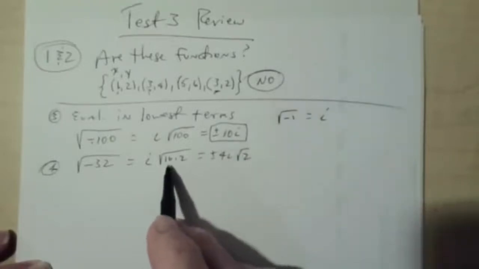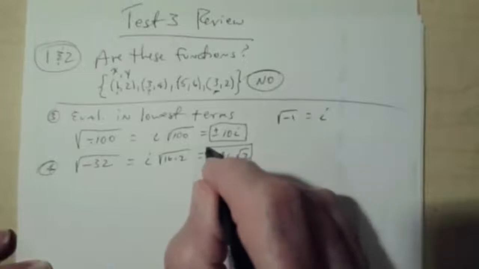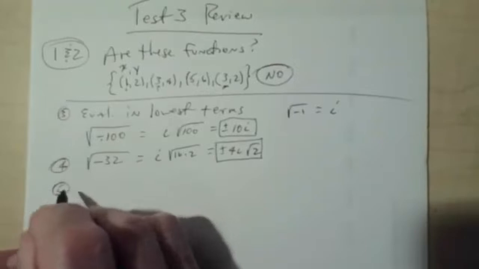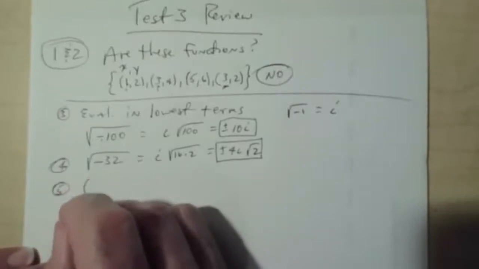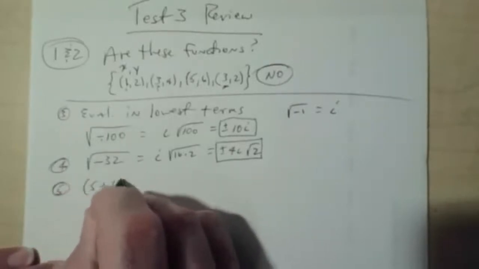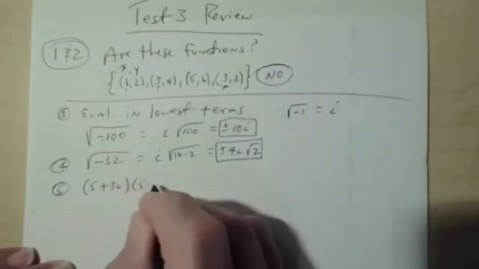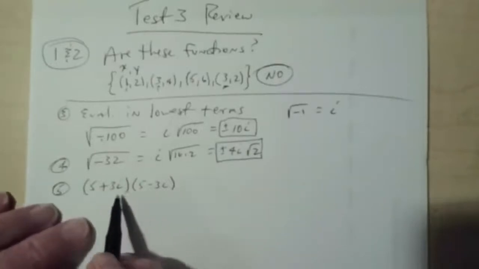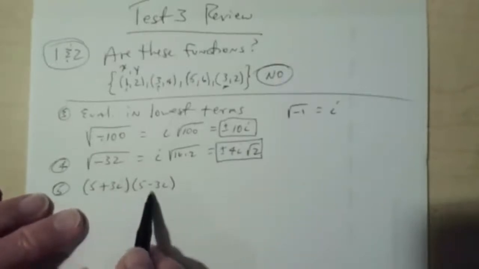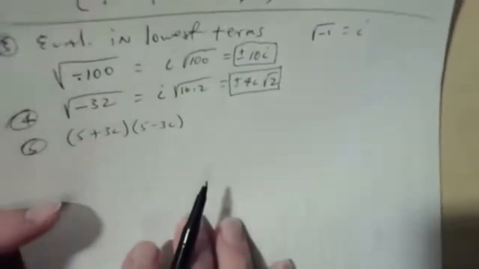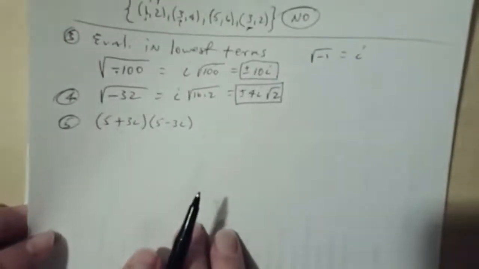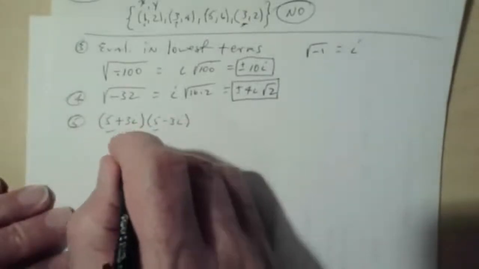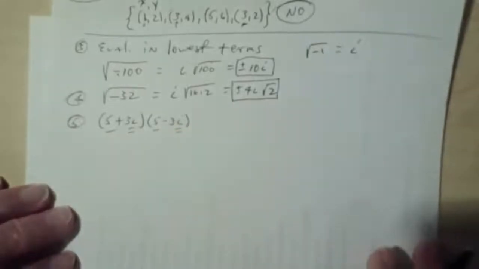Number 5. 5 plus 3i times 5 minus 3i. This is a conjugate. Same numbers, except one's a positive and the other one's a negative. When you have a conjugate, all you have to do is multiply the first number times the first number and the second number times the second number. Because remember, when you have a conjugate, the middle term, the linear term, gets eliminated.